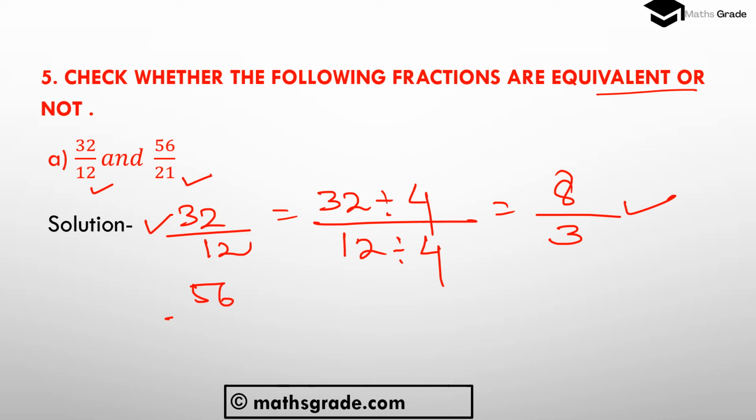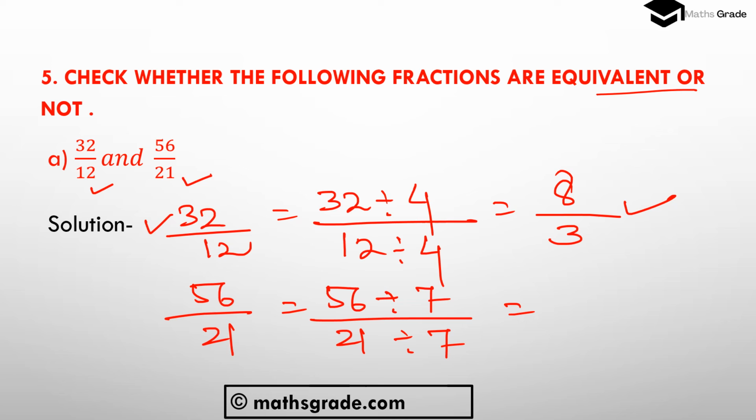Now 56 divided by 21. Here between 56 and 21 the common factor is 7. So divide the numerator and denominator with 7. Numerator 56 divided by 7 and denominator 21 divided by 7. 56 divided by 7 is 8 and 21 divided by 7 is 3. 8 divided by 3. Now 32 divided by 12 is also 8 divided by 3 and 56 divided by 21 is 8 divided by 3. So both are equivalent fractions.